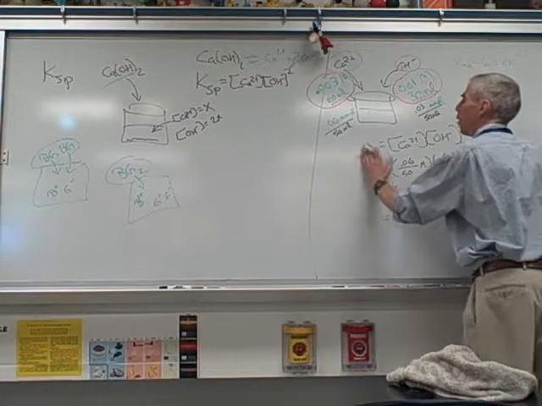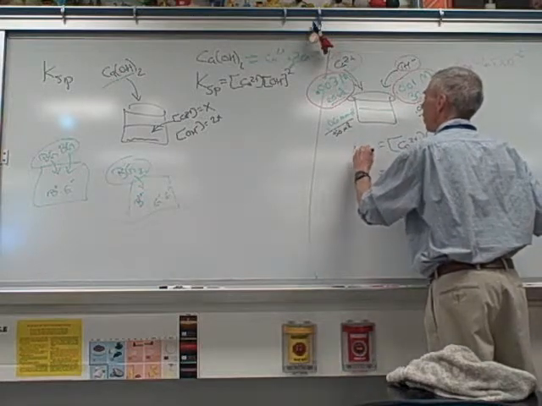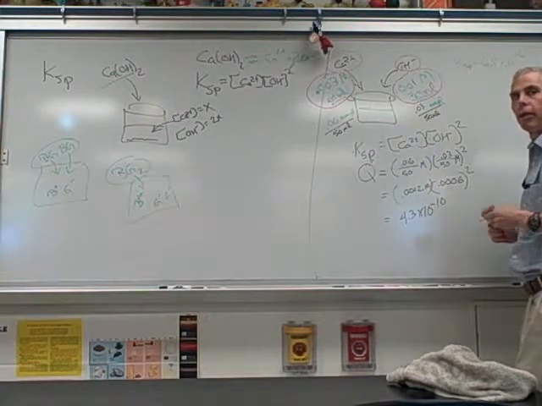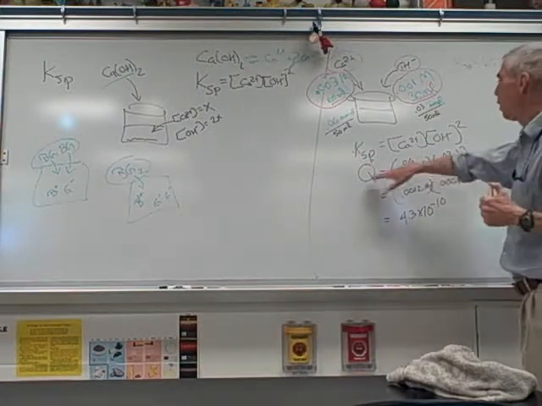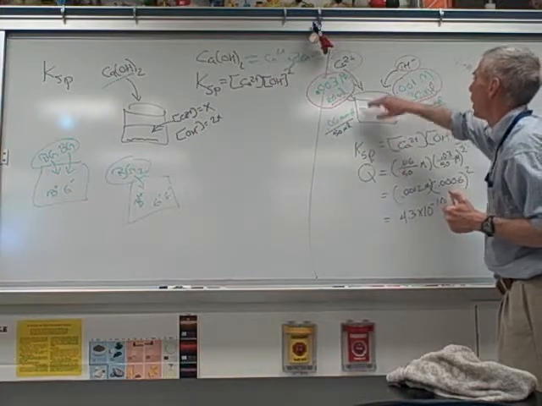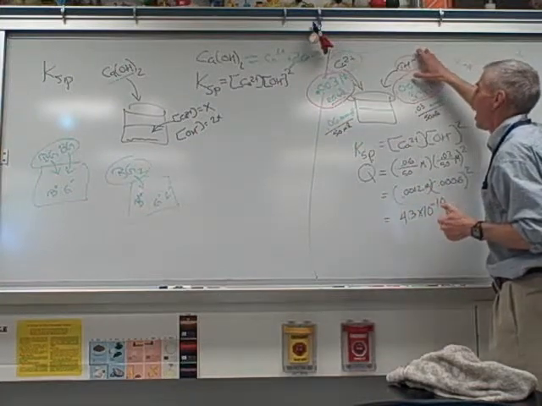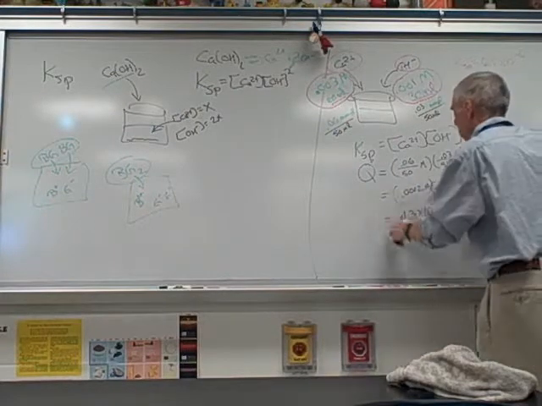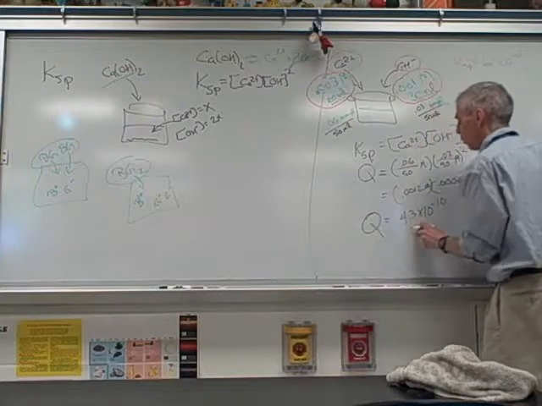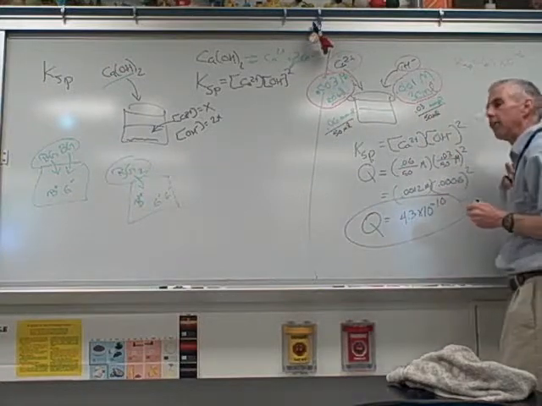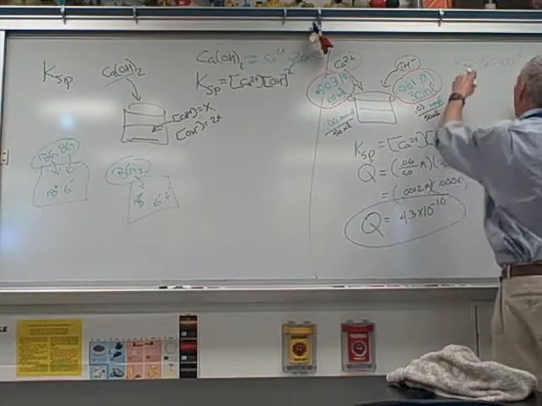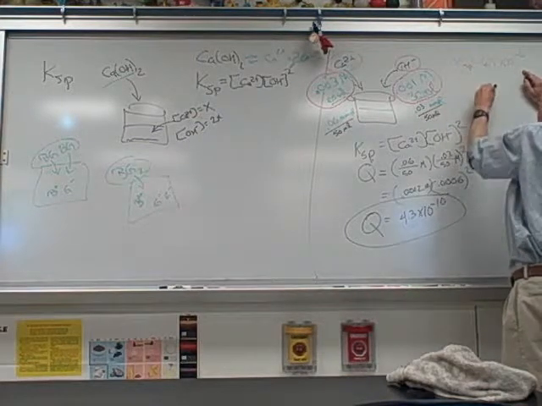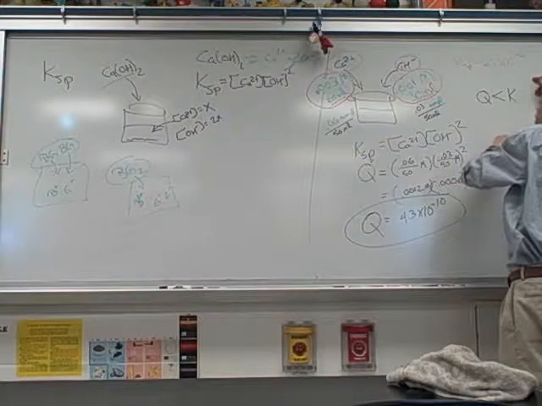Now, this is a KSP, right? No, this is a Q. If you've zoned out, zone in. This is a Q: I mix some calcium with some hydroxide, and I want to know, does it precipitate? So I go through the math and Q is equal to 4.3 times 10 to the negative 10. Is that bigger or smaller than KSP? Smaller. So Q is less than K.